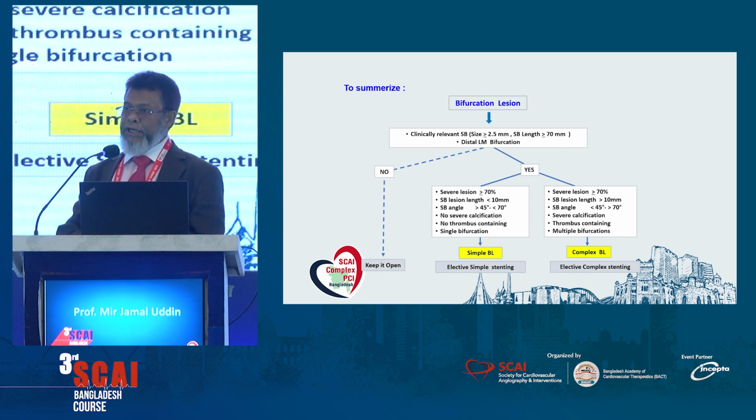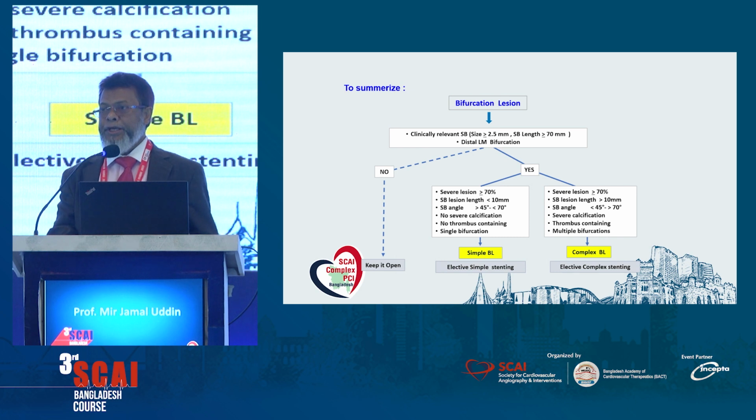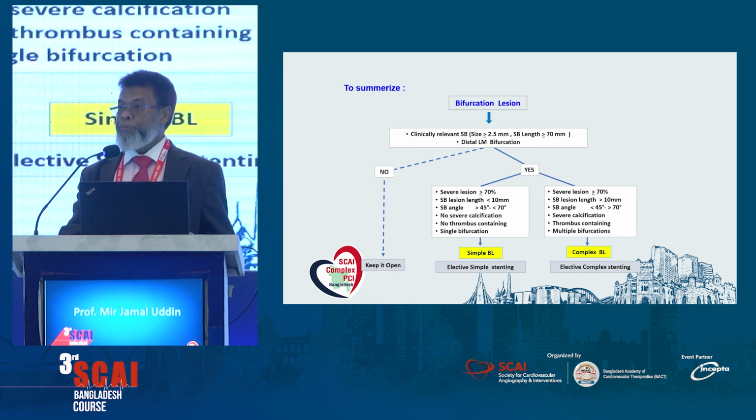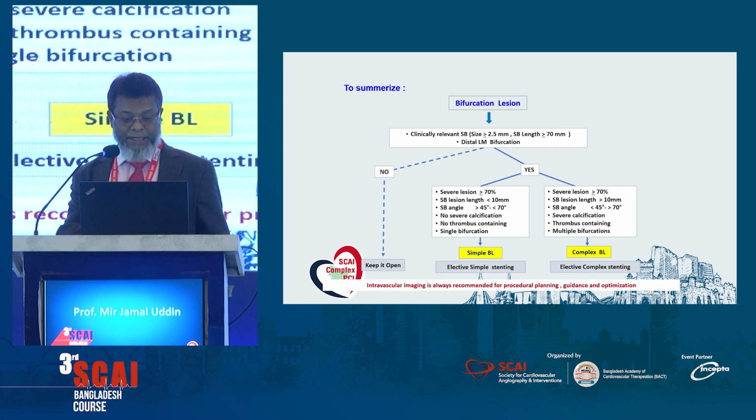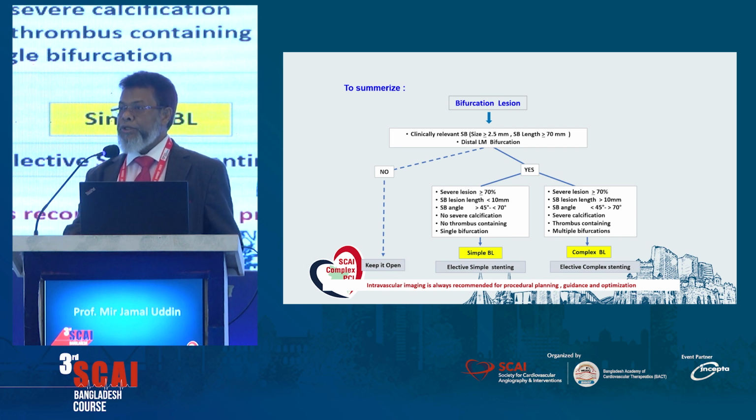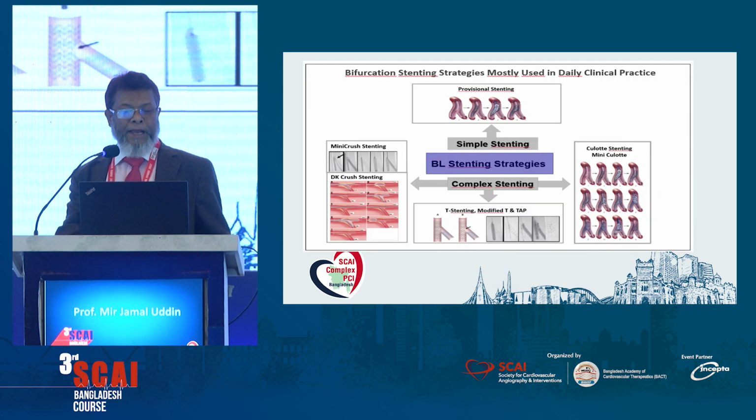If it is a complex lesion, I shall have to do the procedure with a double stent strategy. If simple, I shall have to go for the provisional stenting philosophy, which I believe in. Intravascular imaging is always recommended for procedural planning, guidance and optimization, at least for left main as well as complex PCI. And these are the bifurcation strategies.